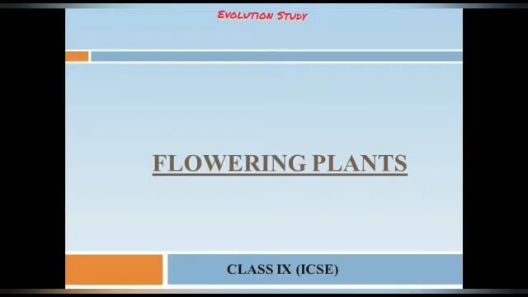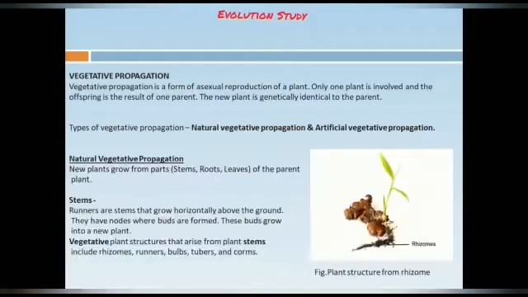Flowering plants, Class 9 ICSE. Vegetative propagation. Vegetative propagation is a form of asexual reproduction of a plant. Only one plant is involved and the offspring is the result of one parent. The new plant is genetically identical to the parent. Types of vegetative propagation are natural vegetative propagation and artificial vegetative propagation.